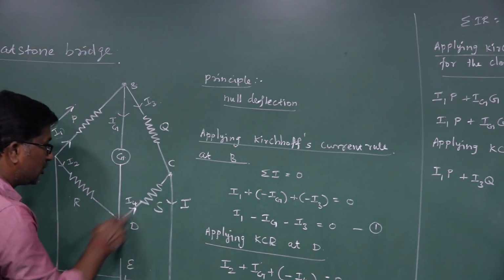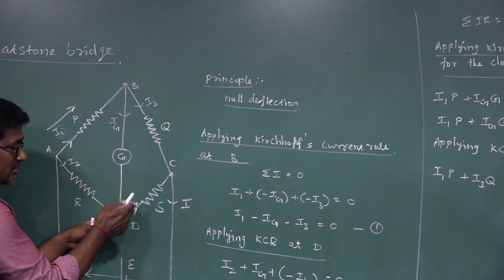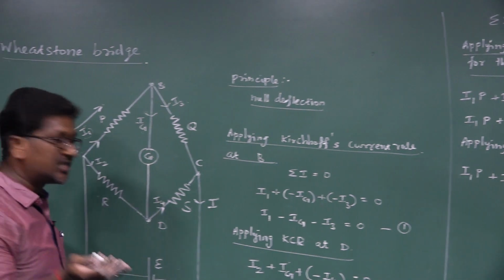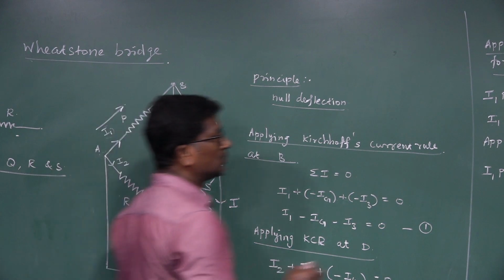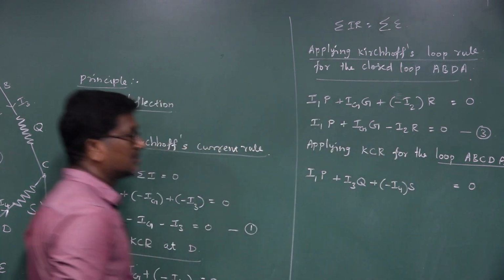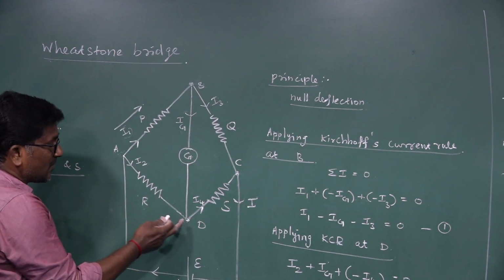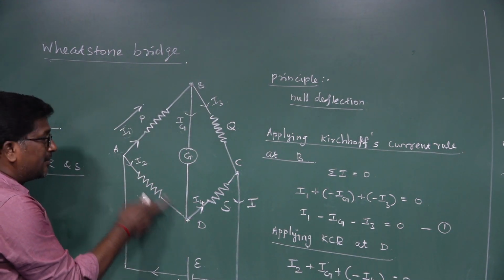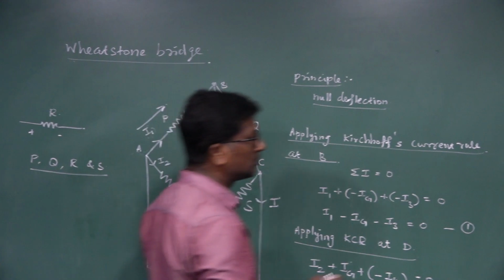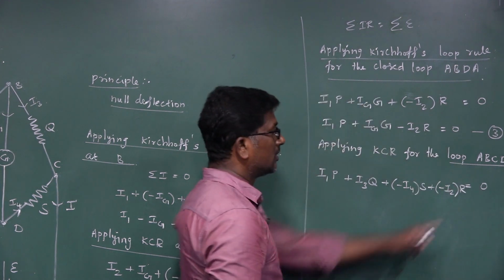Next A to B, next B to C, then C to D. Right. Here in the C to D path, the assumed direction is from C to D, but the actual direction of current I4 is from D to C. So assumed direction and actual direction are opposite. So it should be taken as negative. So plus of minus I4 into S. Next D to A. The assumed direction is D to A, but the actual direction is A to D, because the current I2 is flowing from A to D. So I2 should be taken as negative. So that is why plus of minus I2 into R, right, which is equal to 0.